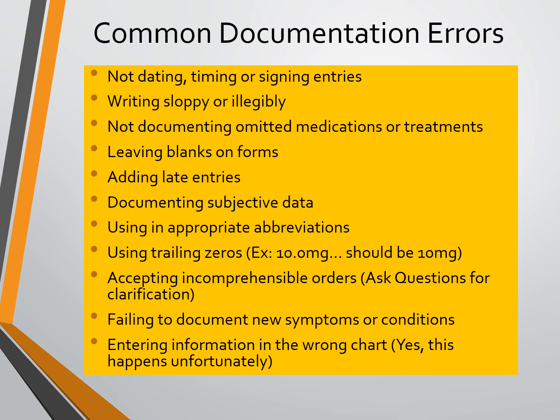Make sure that, again, you're using appropriate abbreviations. This is a big one here. Using trailing zeros. You never want to use a trailing zero. Like with this example, 10.0 milligrams. That should be documented just as 10 milligrams, because that little tiny dot can sometimes get missed and it may be interpreted as 100 milligrams. And there's a big difference between 100 milligrams and 10 milligrams. So when you're documenting, make sure that you are not using the trailing zeros.